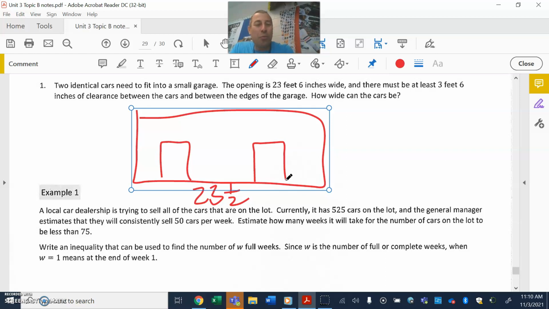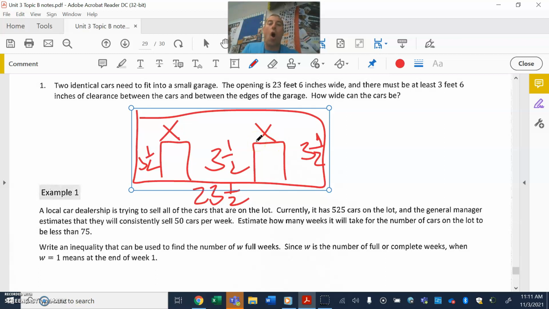Now, 3 feet 6 inches of clearance between the cars. So 3 feet 6 inches. Again, the 6 inches is a half, so we're talking 3.5. And what we don't know is the cars. What we do know is that they are identical, so the cars are both the same width.